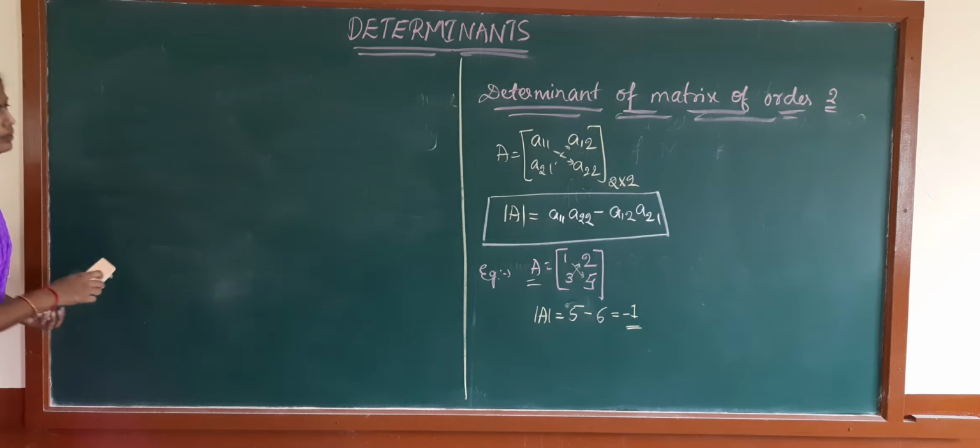Next we have to take the third element, that is A13. Before that we take minus 1 raised to i plus j, that is 1 plus 3. Next A13 as it is, we have to take the determinant. If you leave first row third column, what remains is A21, A22, A31, A32. So we have to simplify this, then we will get the determinant of a matrix of order 3.